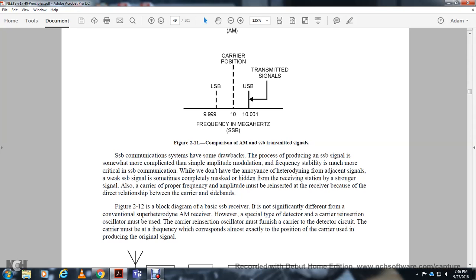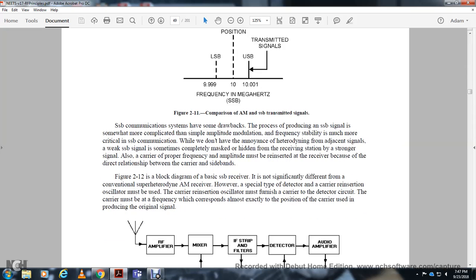While we don't have enough of the heterodyne adjacent signal, a weak sideband signal sometimes is hit by a strong other signal at the receiver, so the carrier with the proper frequency and amplitude must be reinserted at the receiver, because of the direct relationship between the carrier and sideband. Figure 2-12 is a basic block diagram of a single sideband receiver that is not significantly different from the conventional heterodyne AM receiver, except for a special type of detector. The insertion oscillator must be used. Carrier reinsertion oscillation must follow the carrier detector circuit, and the carrier must have a frequency corresponding almost exactly to the position of the carrier used in producing the signal.